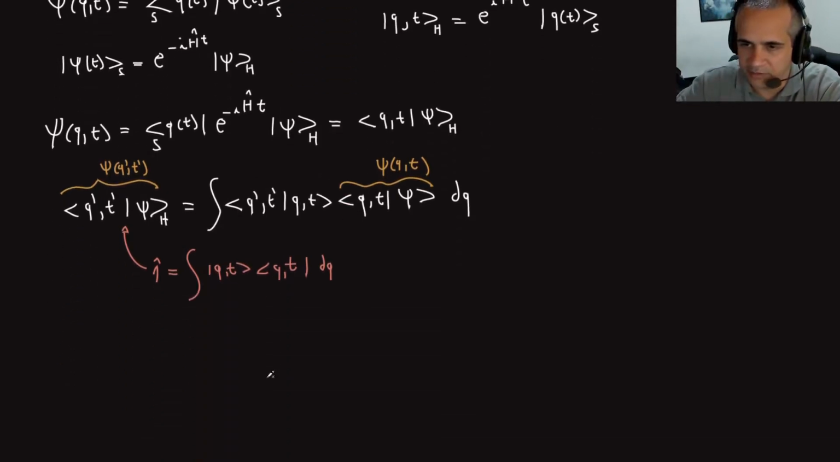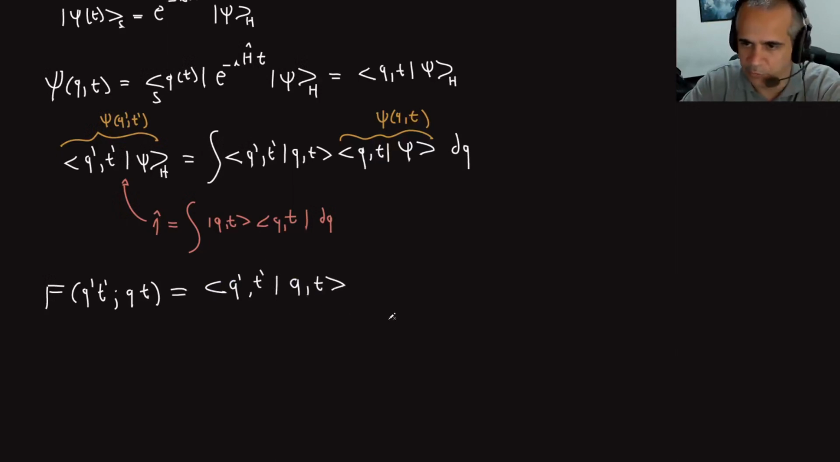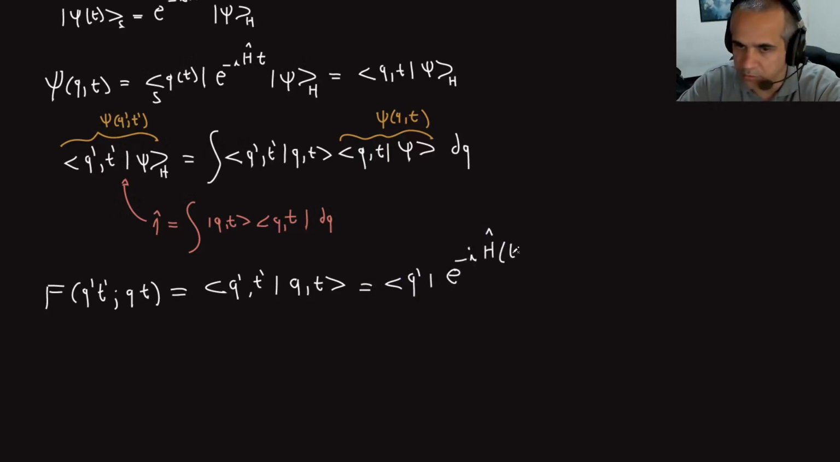So this is the first thing we wanted to know, is that f of q prime t prime, q t can be quite simply written as q prime t prime with q t, these moving frame states, which also can and will be useful to do that, sometimes written as q prime exponential of the Hamiltonian of t prime minus t q. Now this is Schrödinger picture states. So this is how we can write the propagator.